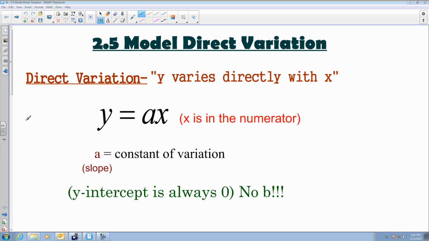The difference between a direct variation equation and slope-intercept form is that there's no need for the y-intercept in direct variation because the y-intercept is always 0. So there is no b. There's no need for having a b in the equation if it's always going to be 0.